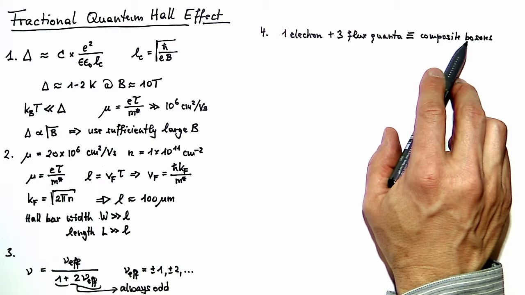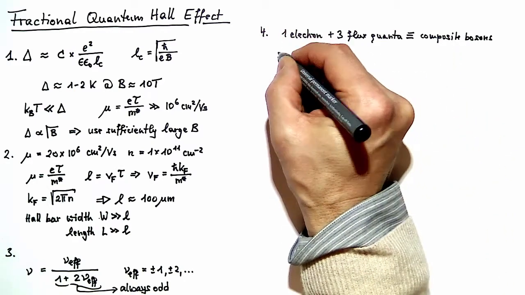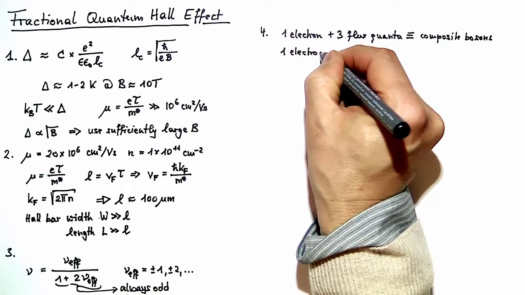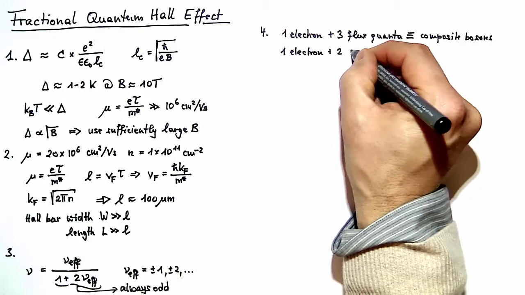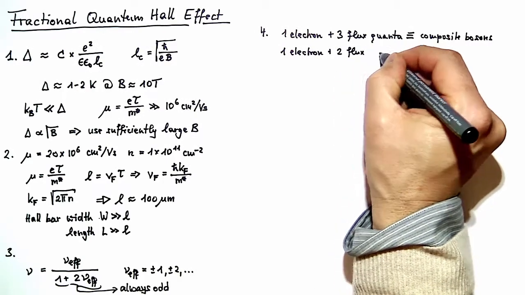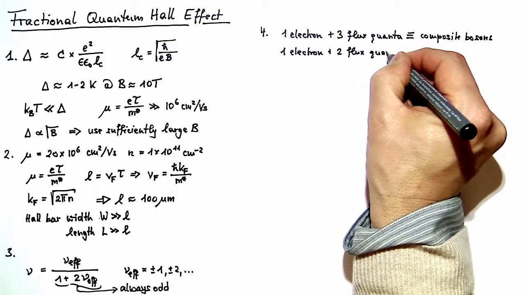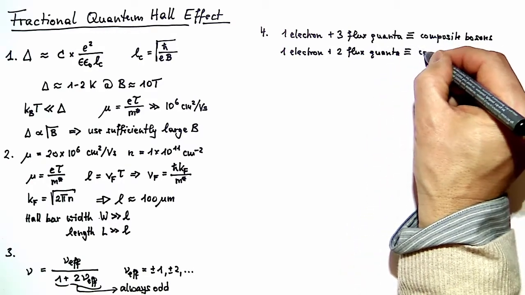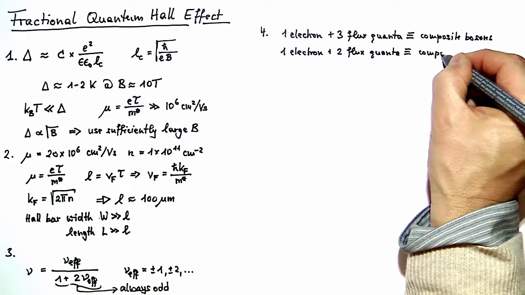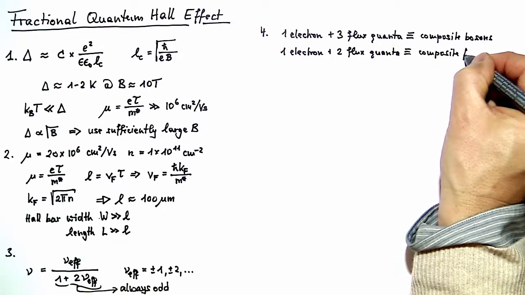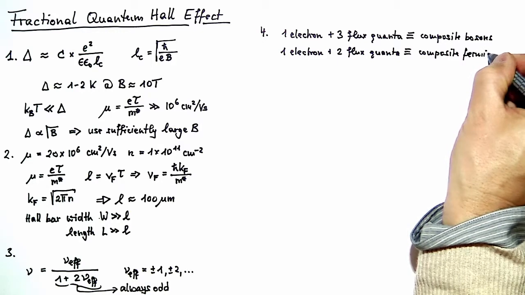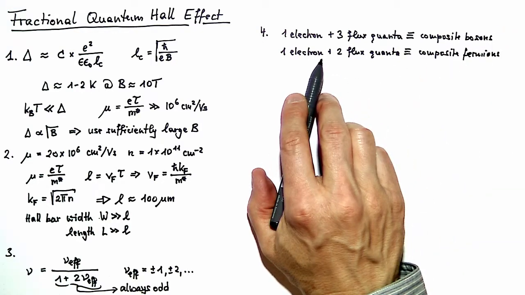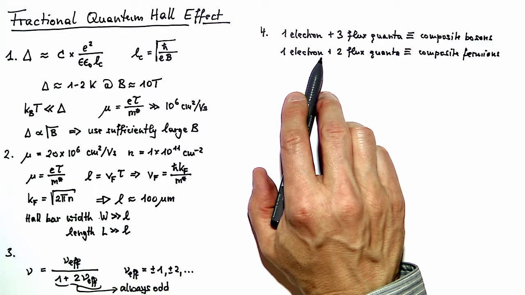Now, in contrast, the composite fermion picture had one electron married to two flux quanta, an even number of flux quanta, which was equivalent to composite fermions. In this case, the quasi-particle excitations behave as fermions under particle exchange.